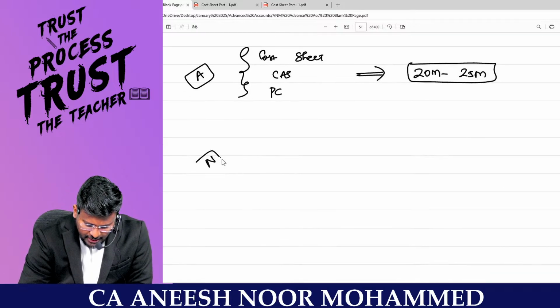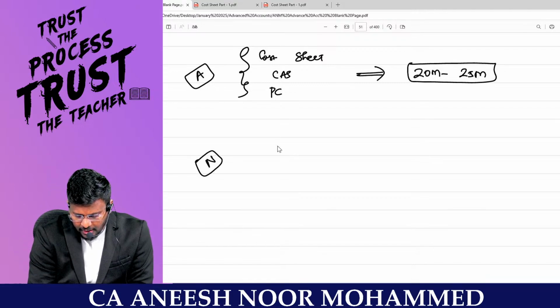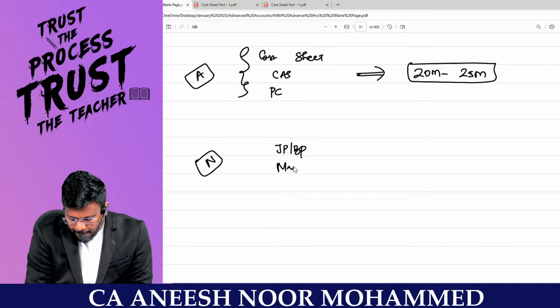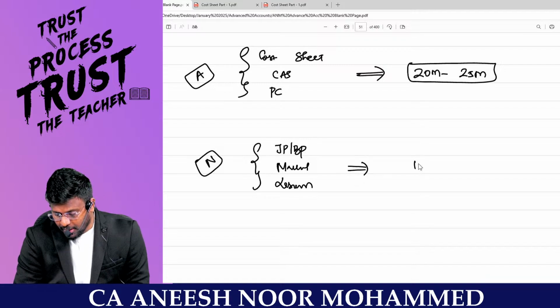Coming to part number B, the second part, you have to prepare joint product and byproduct. Then you have to prepare material and labor. This is the second part. From this part, you will get around 15 marks in the exam.